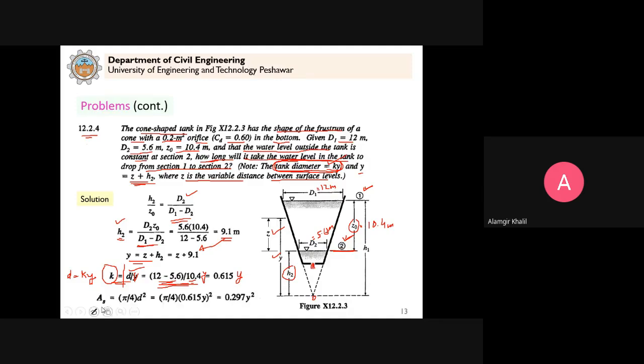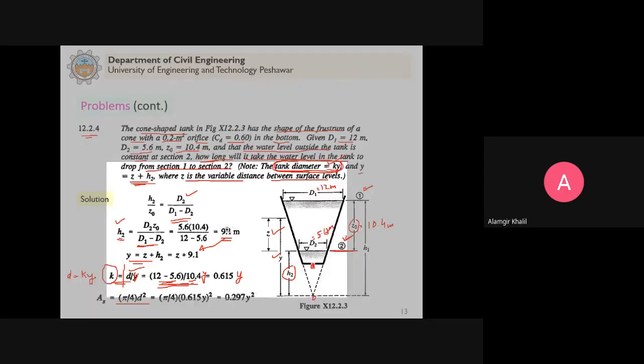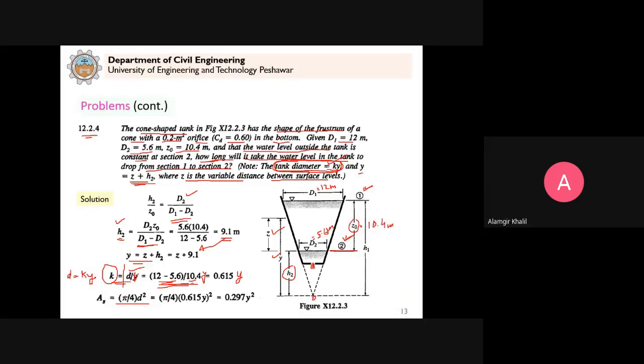So now AS is the surface area. This is pi by 4 into d square. AS is equal to pi by 4 into d square. What is d now? 0.615 times y. So this is what we put here, 0.615 times y whole square. So now area is a function of the depth, AS, because the tank is not of constant cross section. If it was constant, you would get a constant value for AS. But it is a function of the depth.